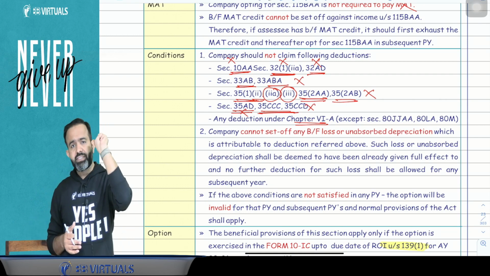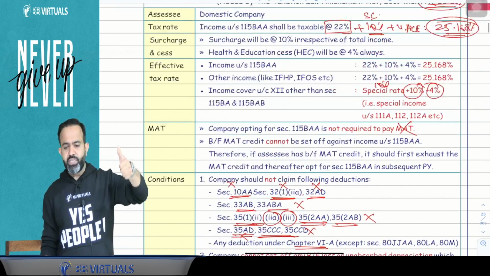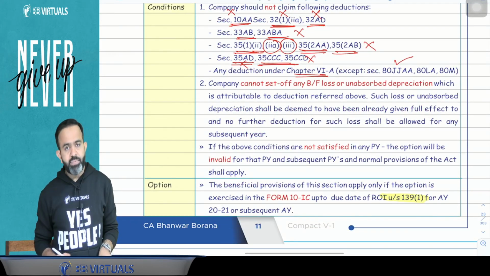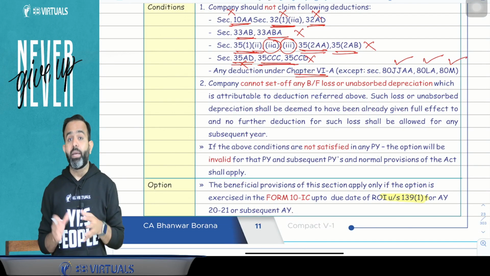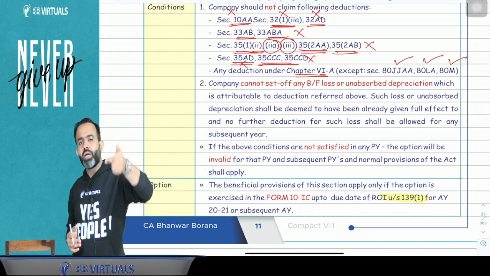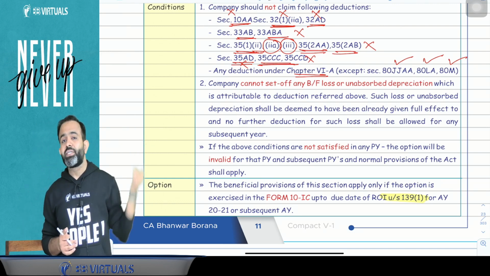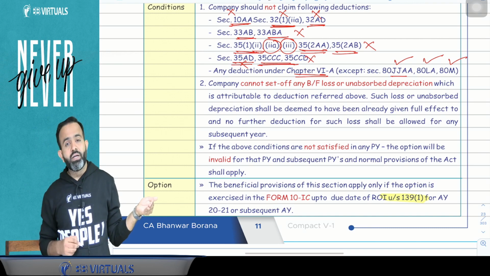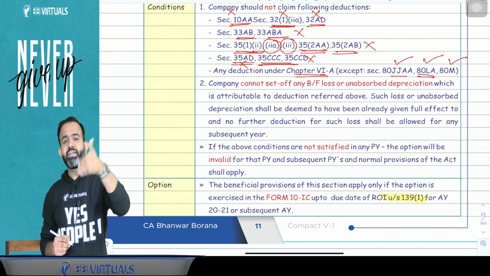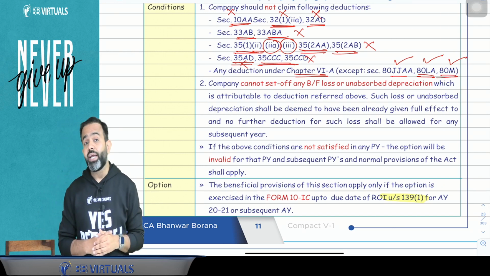But there are three exceptional cases. These three deductions can be claimed by that domestic company, even if that domestic company opts for this beneficial provision. And those three deductions are 80JJAA, 80LA, and 80M. 80JJAA is related to new employee recruitment. Whenever you recruit a new employee, then whatever salary is paid to the new employee for 3 years, you can claim a 30% deduction of that salary. That is allowed. 80LA is related to IFSC located companies. If the company is located in the IFSC, then for 10 years they can claim the deduction under section 80LA. And 80M is related to intercorporate dividend.